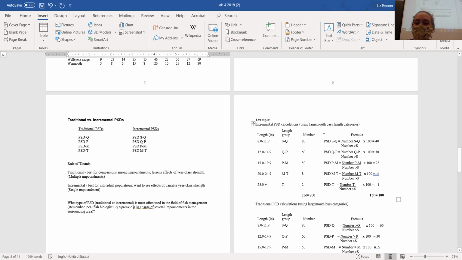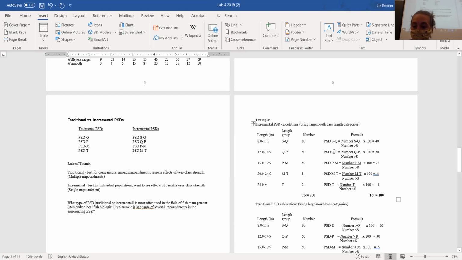Basically, you can think of this one as the same thing, like the whole greater than or equal to thing, but now it's just ranges. For example, with the largemouth bass length categories, the PSD of stock through quality, the S-Q value here, would be the number of them between stock length and quality, divided by the number greater than, not equal to, just greater than your stock length, so you don't include the stock length, times 100.